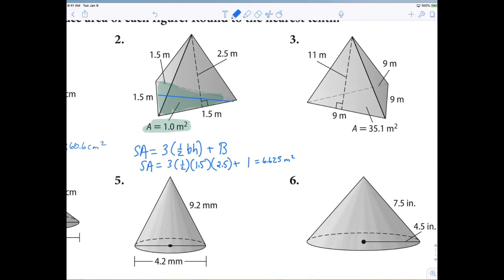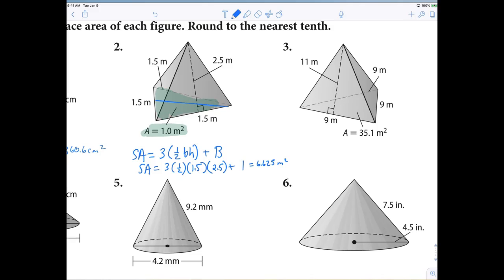Okay, so number 3 is kind of the same thing. Does everybody see that? It gives you the area of the base. So how many triangles are there again for the walls? 3. So we're going to have to do 3 times 1/2 base times height plus the area of the base. Again, they just give you the area of the base for some reason.